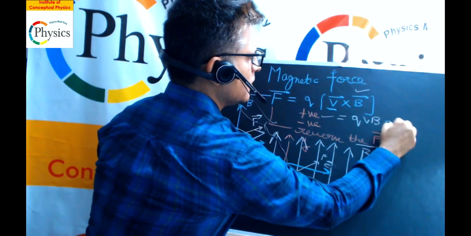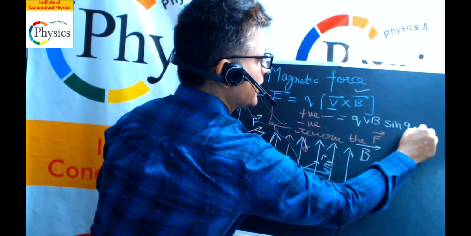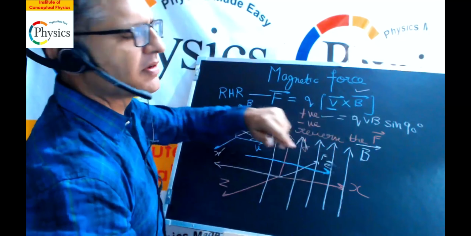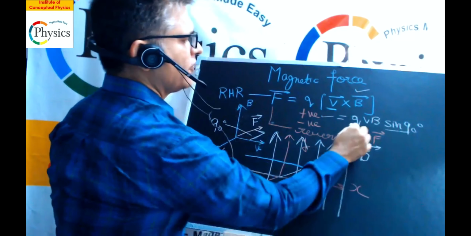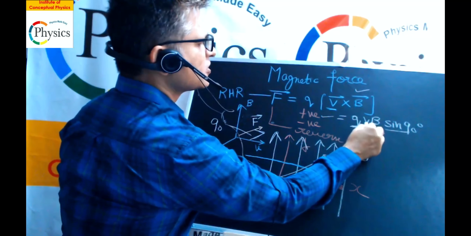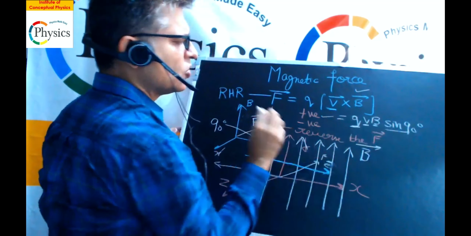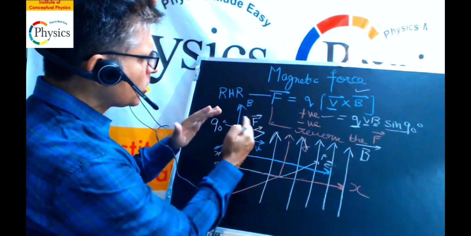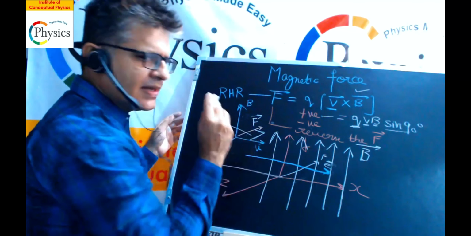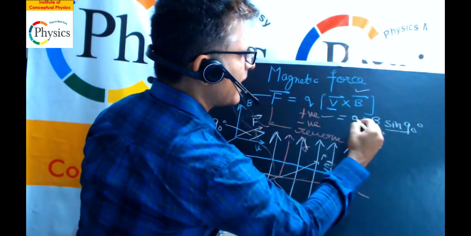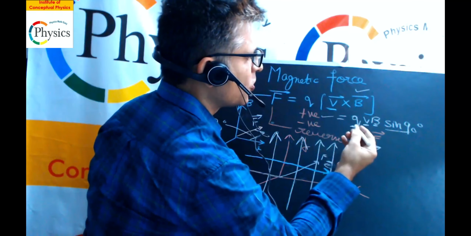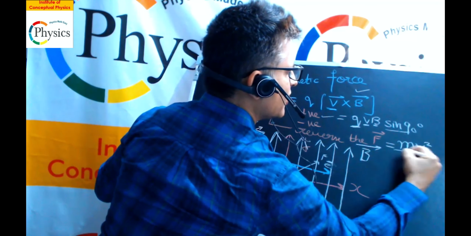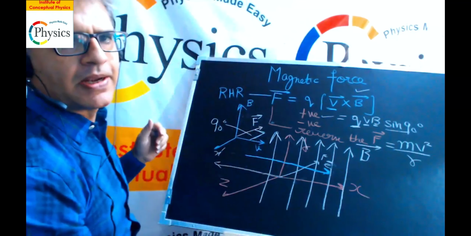So QVB, because V has been projected at right angles, we can write this as QVB sine of 90 degrees, because the angle between V and B is 90 degrees. If electron charge is known to you, the velocity of the electron is known, and the magnetic field is known, the magnitude of the magnetic force comes into the picture. But what about direction? If you look at this figure, this is a situation where the magnetic force is essentially a centripetal force, where the force and velocity are perpendicular to each other.